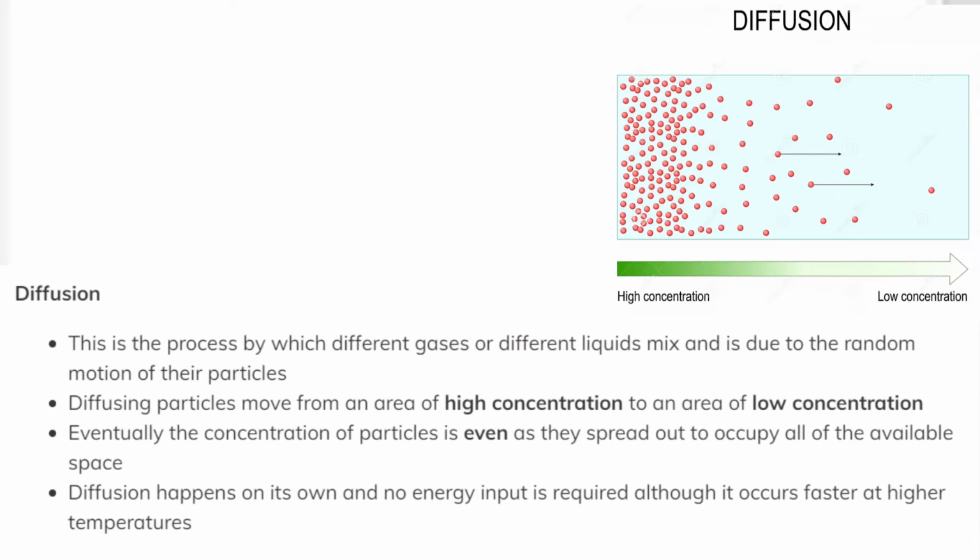Diffusion. This is the process by which different gases or different liquids mix and is due to the random motion of their particles. Diffusing particles move from an area of high concentration to an area of low concentration eventually. The concentration of particles is even as they spread out to occupy all of the available space. Diffusion happens on its own and no energy input is required, although it occurs faster at higher temperatures.